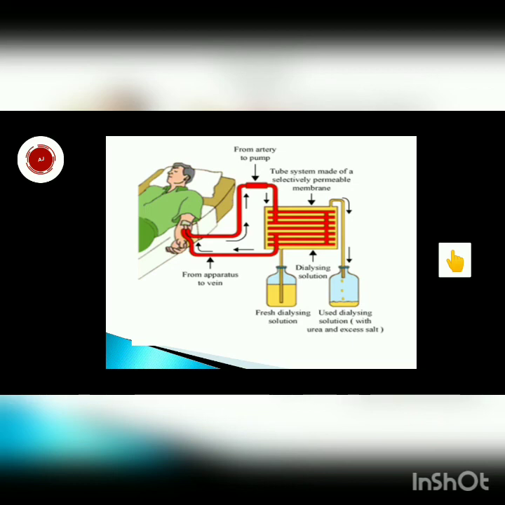Okay, so fine. Till now I have talked about myself, how I work, as well as how you have devised a machine or an instrument through which you can filter your blood if I am not working. Thank you.